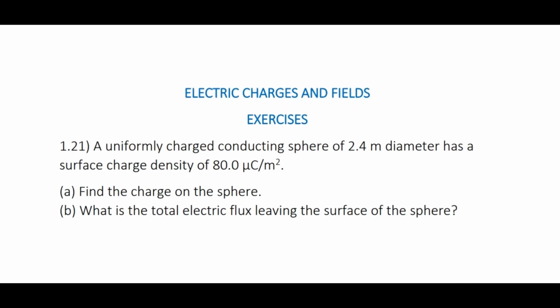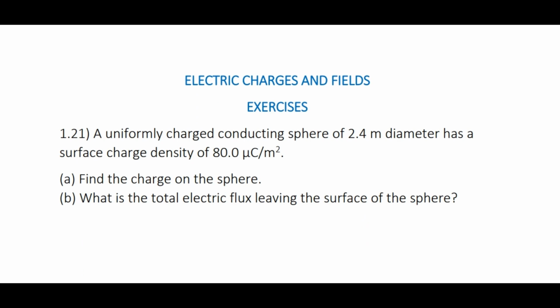Coming to 1.21. A uniformly charged conducting sphere of 2.4 meter diameter has surface charge density 80.0 microcoulomb per meter square. Find the charge on the sphere. What is the total electric flux leaving the surface?